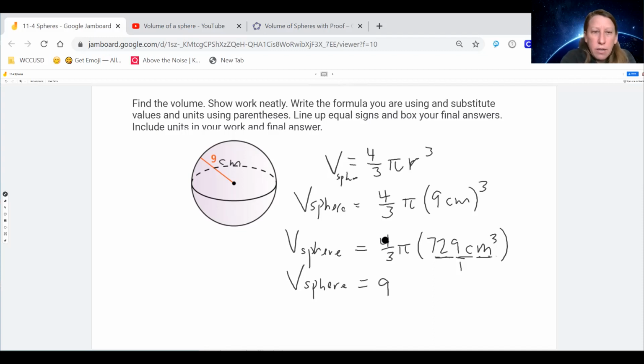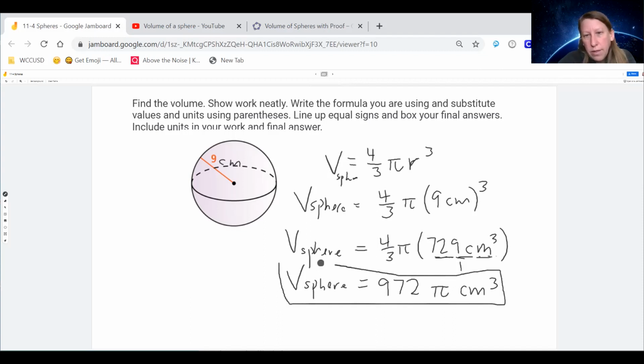That's going to give me 972. I still have the pi and I still have the centimeters cubed. And we write it in that order. We write the whole number and then the irrational number, which is pi, and then the units.